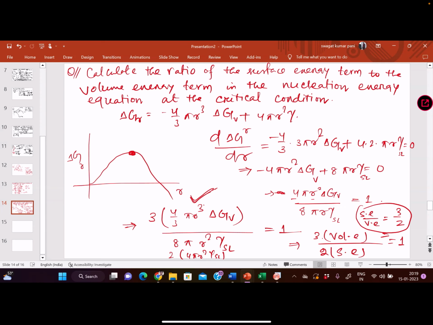So here we just multiplied one more r, divided 3, multiplied 3, and here we multiplied one more r because here we have added 1, so we divided 1. It was 8 pi r gamma SL, we just added one more r to balance this, and we got the two terms here, 4 by 3 pi r cube delta GV, and 4 pi r square gamma SL.